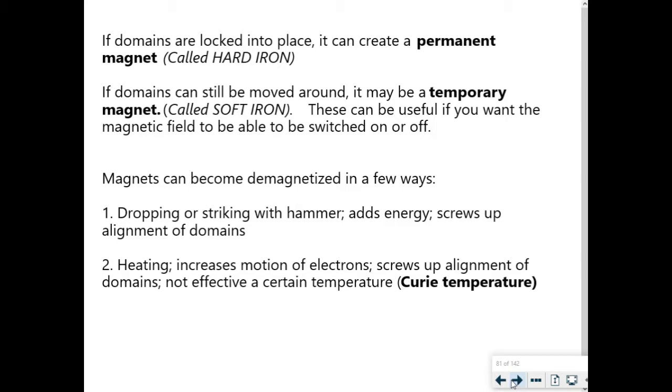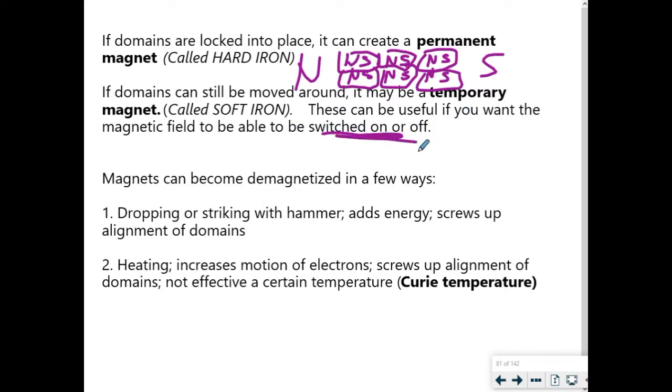Okay, so let's say that those domains, however it is that they work, manage to get locked into place. So you have a north-south magnet here, a north one here, a north one here. All these little bitty domains are locked into place, meaning this side is north and that side is south. It's a permanent magnet. Permanent magnets are pretty valuable because we can use them all the time. But it's actually possible to move domains around, and we can make temporary magnets. What's cool about these is that you can switch them on or off. We have a name for these. Maybe you know this word.